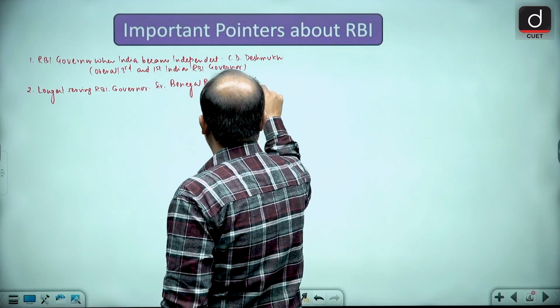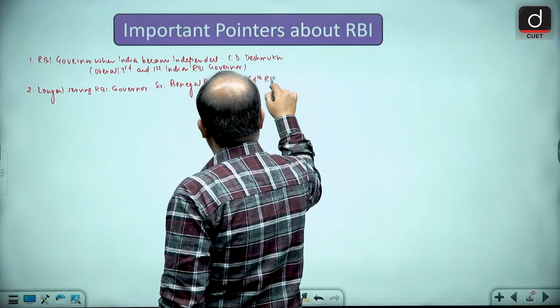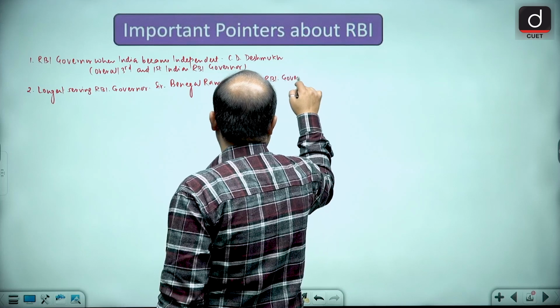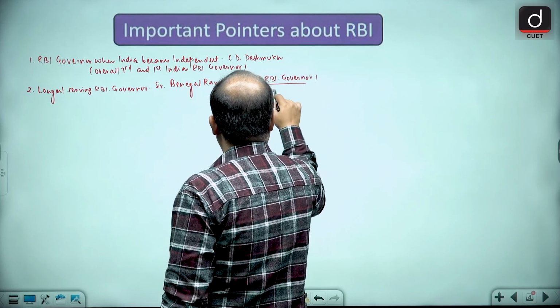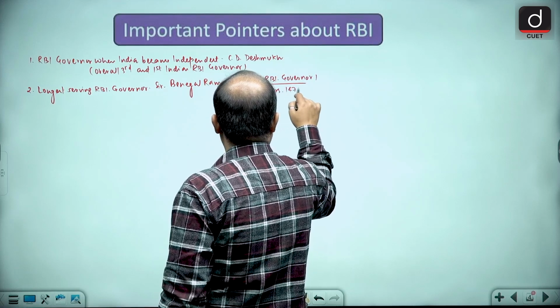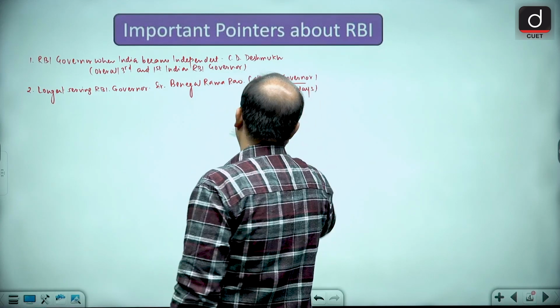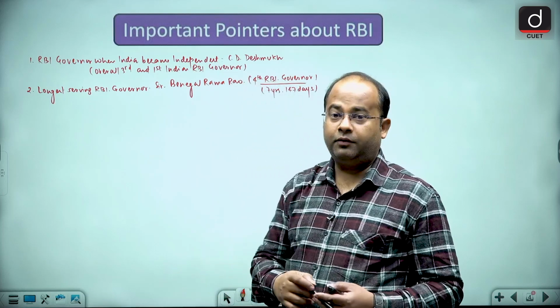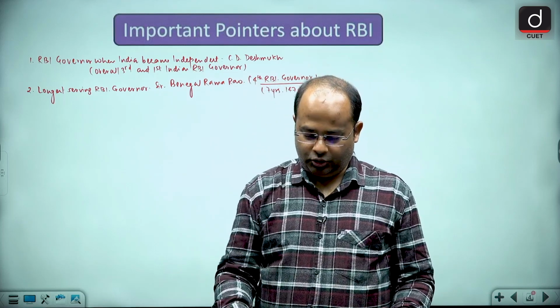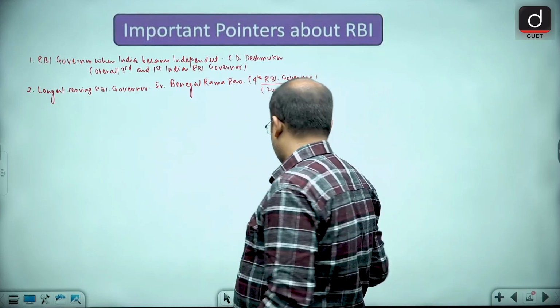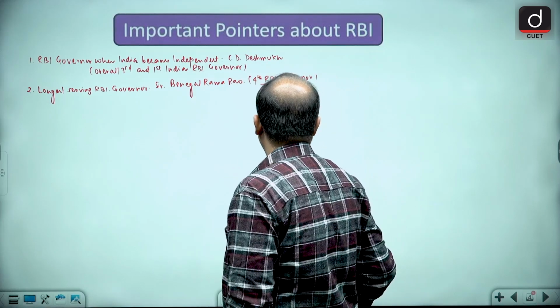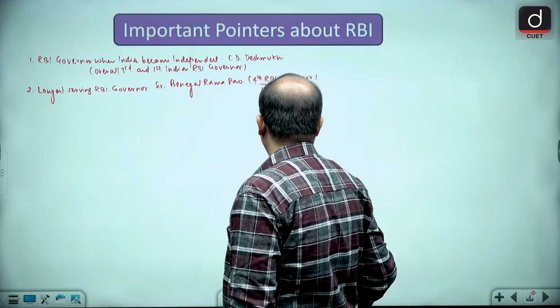He was the fourth RBI governor and he served for 7 years, 197 days, not 147. So he served 7 years, 197 days.